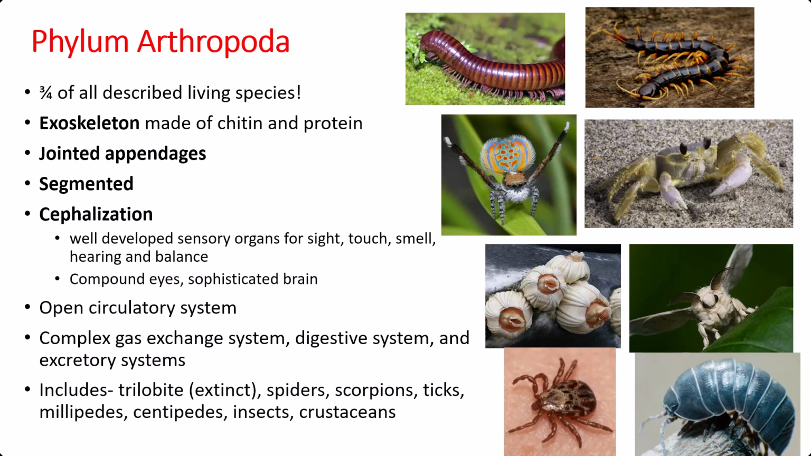And there are several different groups, including trilobites, which are extinct, spiders, scorpions, ticks, millipedes, centipedes, insects, and crustaceans. As far as what I've pictured here for you, this first one's a millipede. It has 2 pairs of legs per body segment, and this guy here is a centipede. This is a spider, crab. This one's a little tricky, but these are barnacles, and the thing in the background is a whale. Insect, arachnid, and then the roly-poly is actually a terrestrial crustacean.